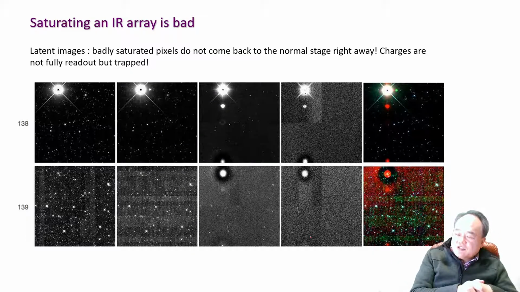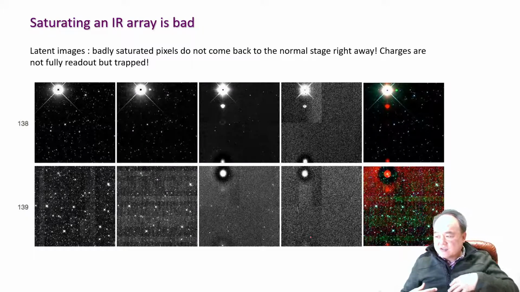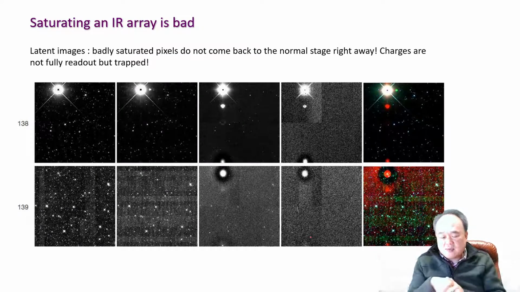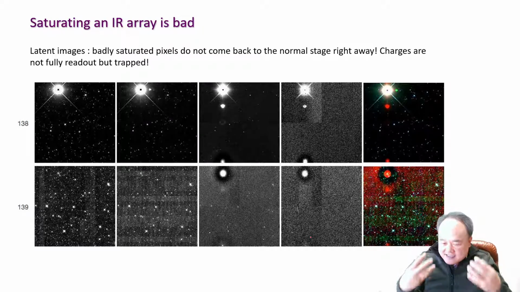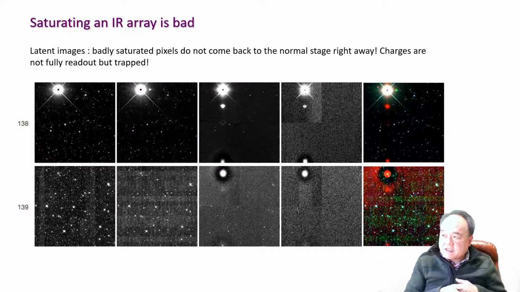Why do you really worry about this coadd? Because saturating the infrared array is really bad. So we need to stay within the saturation limit of the infrared array as best as we can, which is illustrated in this case. This is one of the infrared arrays of the now decommissioned Spitzer infrared space telescope.